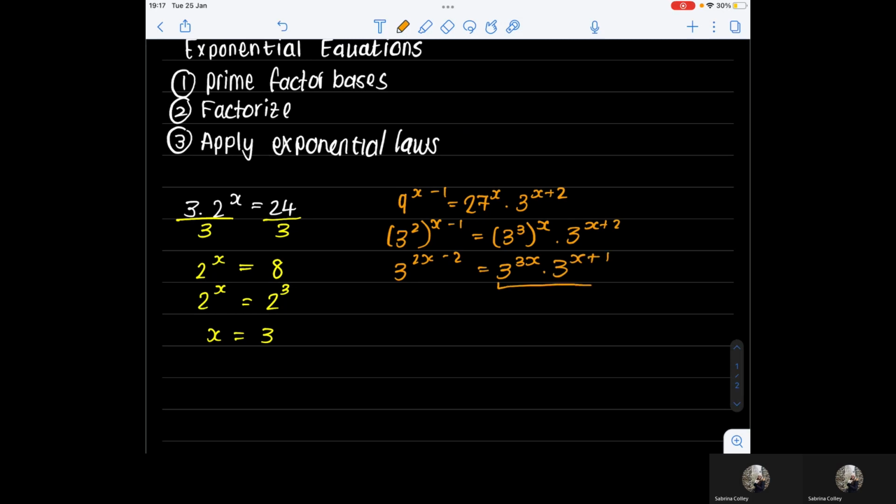And now on this side, I can do it more. So I've got 3 to the power of 2x minus 2 is equal to 3. Because they're multiplying and the bases are the same, I can say 3x plus x plus 1. So I add the exponents. Now I can see my bases are the same, and they're singular on each side. So I just have to work with the exponents. So 2x minus 2 is equal to 3x plus 1.